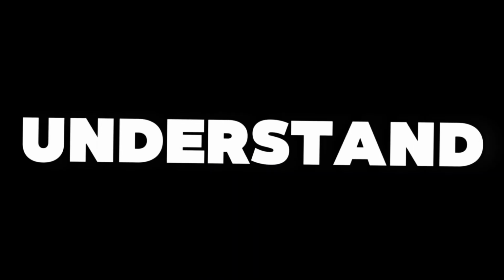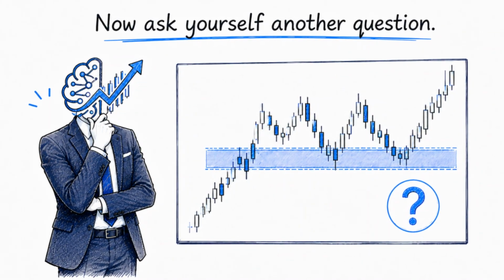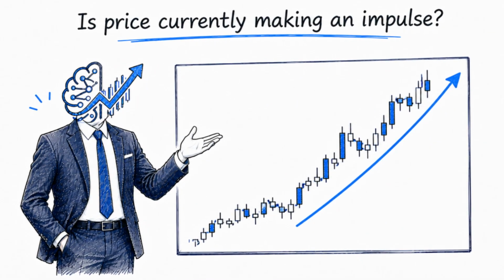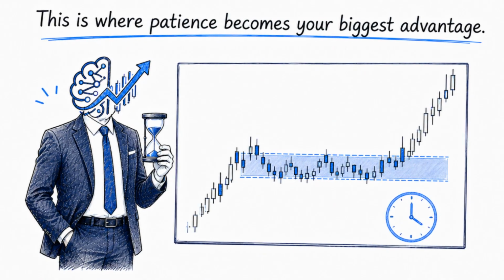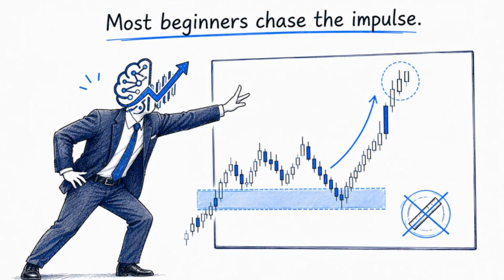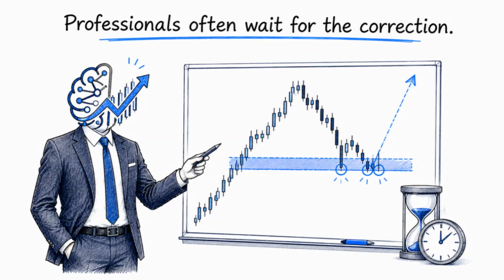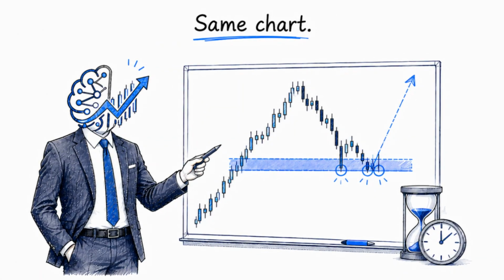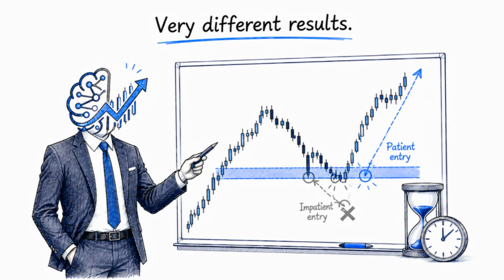Step 4, understand the move. Now ask yourself another question. Is price currently making an impulse, or is it simply correcting? This is where patience becomes your biggest advantage. Most beginners chase the impulse. Professionals often wait for the correction. Same chart, different mindset, very different results.